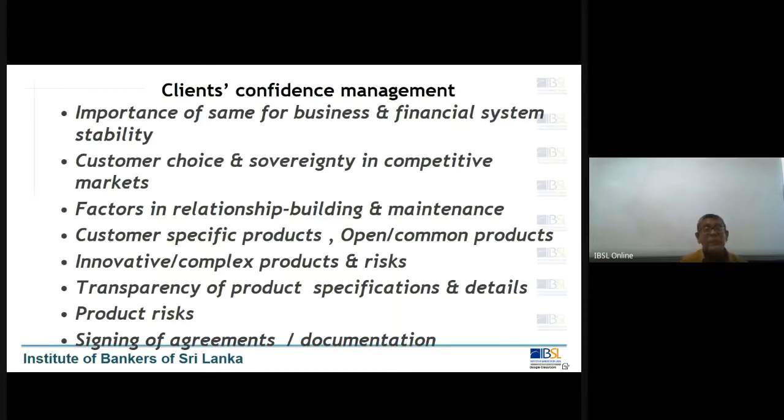And then we discuss some specific products, right? Through these specific products like treasury bills and treasury bonds, how can you build up the clients' confidence? Because we call them gilt-edged securities, right? Those are risk-free products, and there are some innovative products, very complex products, very high-risk products. How can you build up trust and confidence in clients purchasing these products? Then the product risk. What are the risks you are going to face buying this product? Right? What documents do you need to obtain a loan? What are the agreements? All these things we are going to discuss under clients' confidence management.